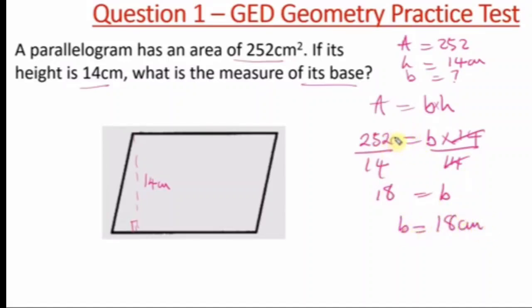Because here we have centimeter squared and here we have just centimeter, one centimeter will cancel out one centimeter, and we're just left with one centimeter. That's why we have B is equal to 18 centimeters. So our base is 18 centimeters on this question. Let's go to the next one.